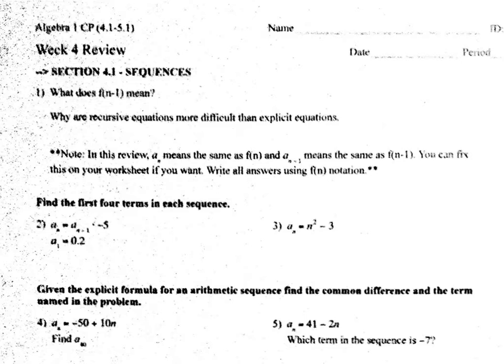So also this note at the bottom, this is just different notation. A of n is the same thing as f of n, and if you see a with this little n minus 1, it's the same thing as f of n minus 1. You can fix those if you want to. I'm just letting you know that notation is going to look a little bit different. So let's dig into some problems.